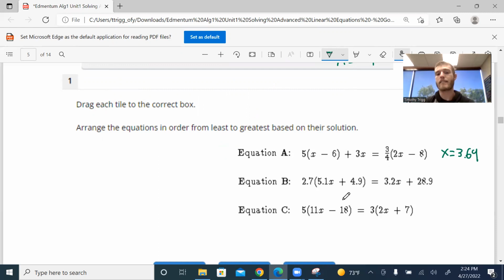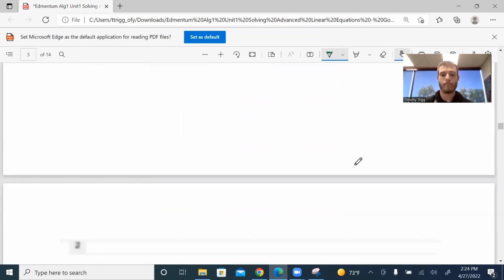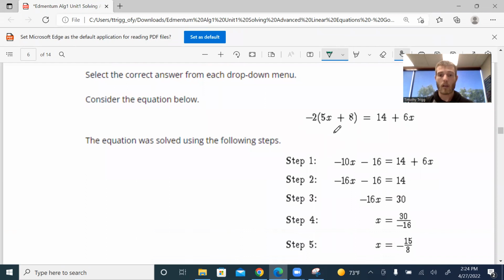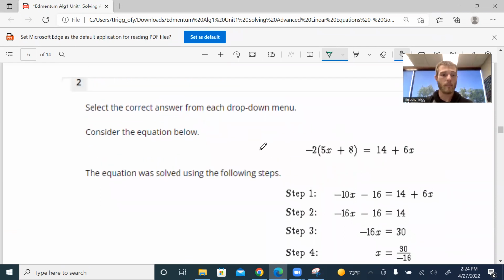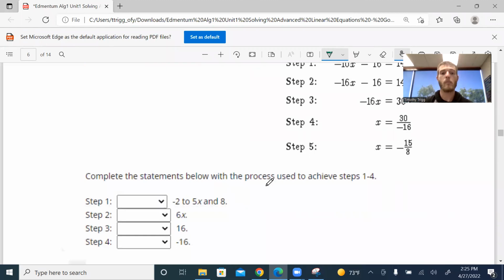Go ahead and solve for x on the next two equations and put them in order from least to greatest. Okay, most of these questions I'm not going to do completely with you. I'm just going to give you some of the steps or some hints usually. All right, here someone solves this. Here are the steps. Complete the statements below with the process used for steps 1 through 4.